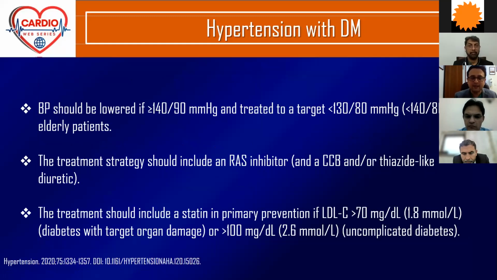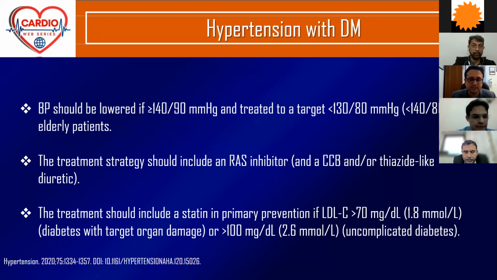So how do you control it? BP should be lowered if their blood pressure is more than 140 by 90 systolic, and the target is usually 130 by 80, unless they are elderly, in which you aim for 140 by 80. Treatment strategy should always include a renin-angiotensin system inhibitor and a calcium channel blocker, or sometimes a thiazide-like diuretic if they do not have proteinuria.